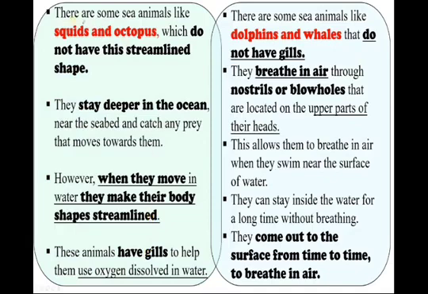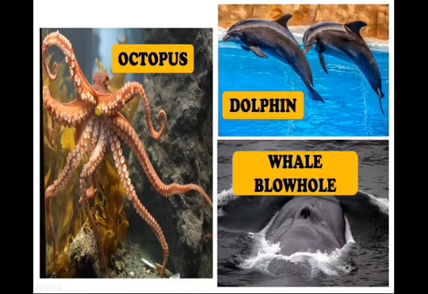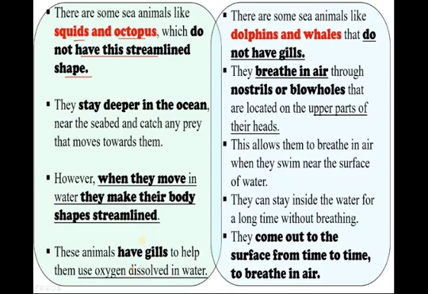Children, there are some sea animals like squid and octopus which do not have a streamlined shape. But how are they surviving in water? Look here, octopus, dolphin, blowholes, like whales, etc. They don't have a streamlined body. They stay deeper in the ocean near the seabed and catch any prey that moves towards them.